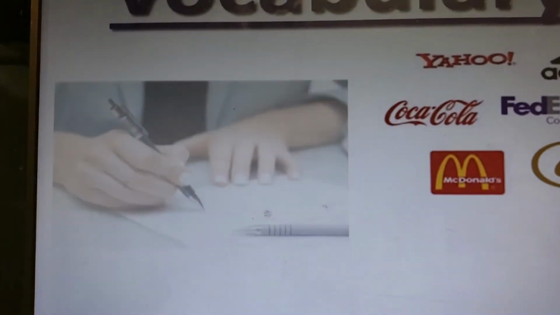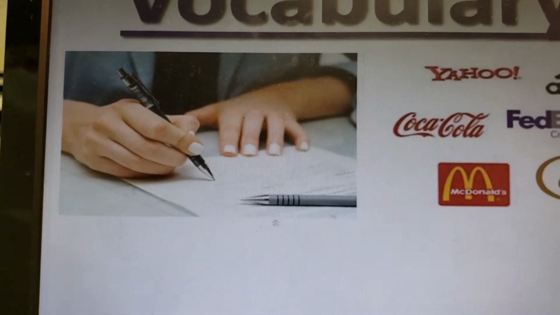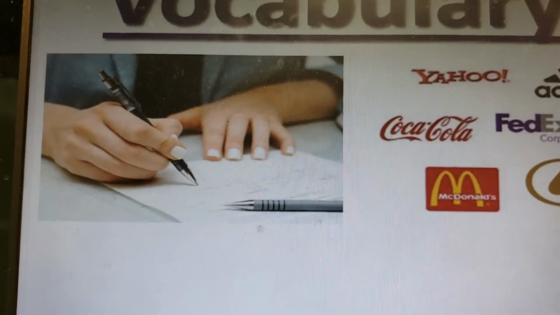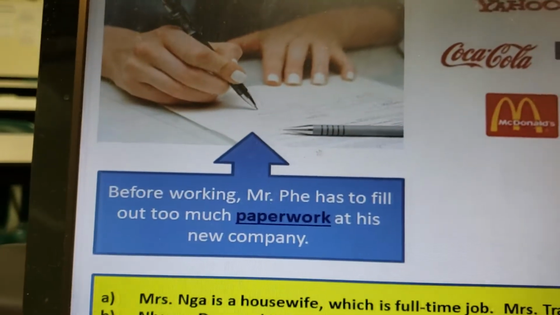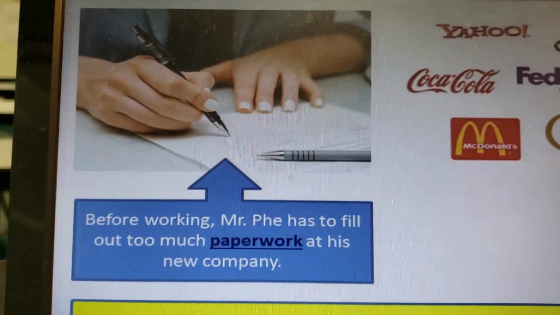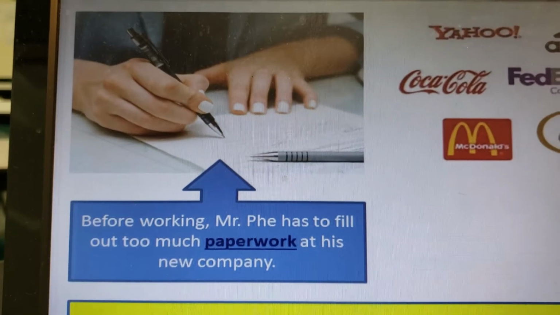So, you see here, this is a person who has to fill out paperwork before he or she can work. So, before working, Mr. Pei has to fill out too much paperwork at his new company.